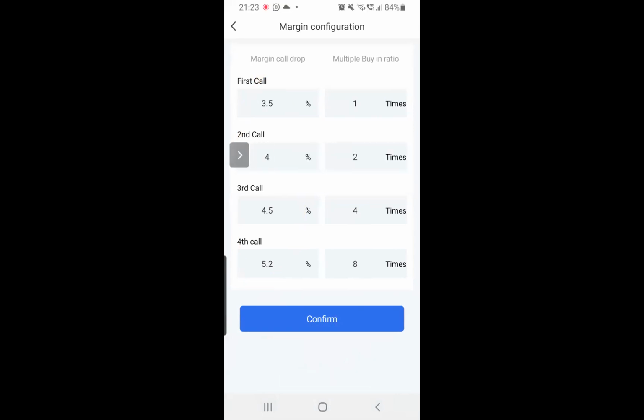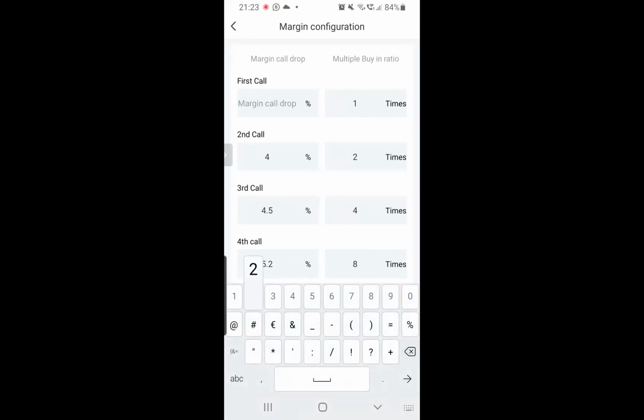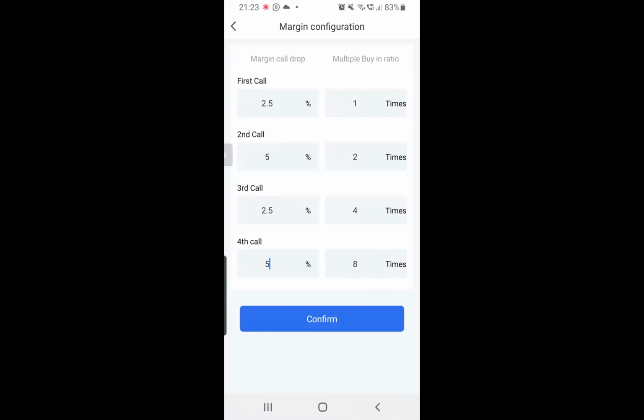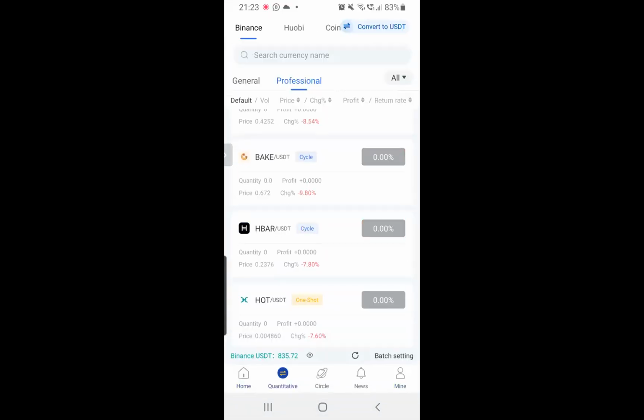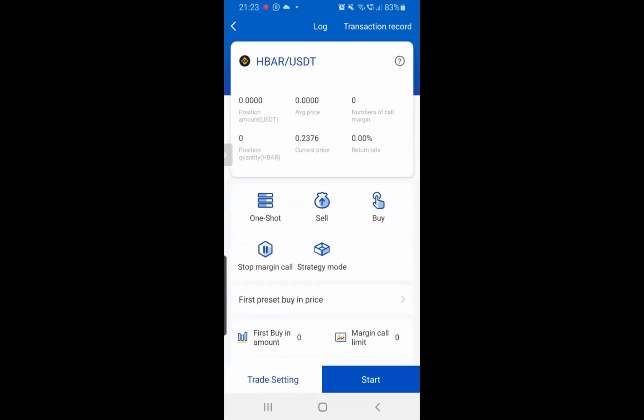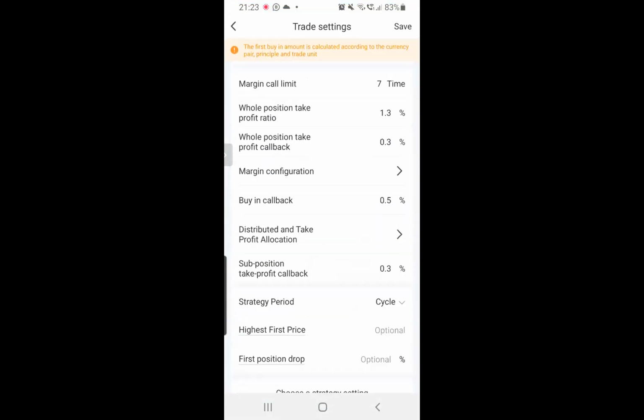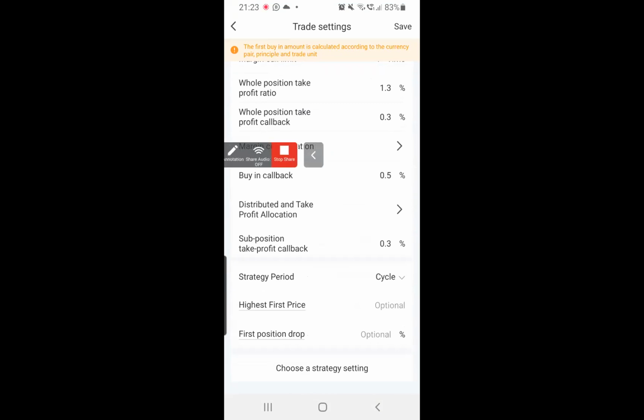You could actually leave it this way with ROYALQ style, okay? But I'll make my own 2.5. And then make this one 5, 2.5, and 5. And confirm. Okay, so let's go back and pick a coin. Thread setting, choose strategy setting at the bottom.